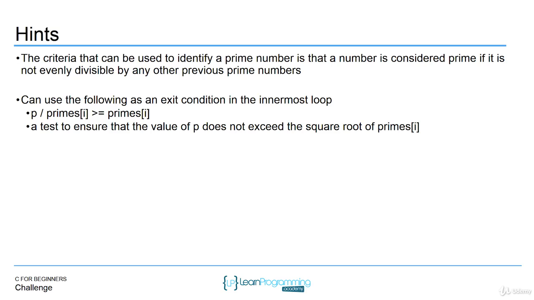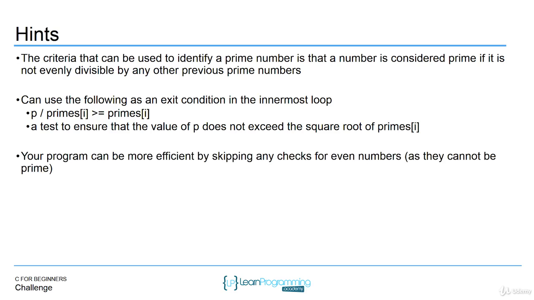And then this other exit condition in the innermost loop is to make sure that the value of p does not exceed the square root of the primes. That's the other part of the algorithm. So this might not make full sense, but basically these are some of the criteria that I want you to follow. Skip any checks for even numbers, and then the algorithm is to look for any previous prime numbers that were generated, and also to check whether or not p does not exceed the square root of the primes, because that's another way to check for a prime number.